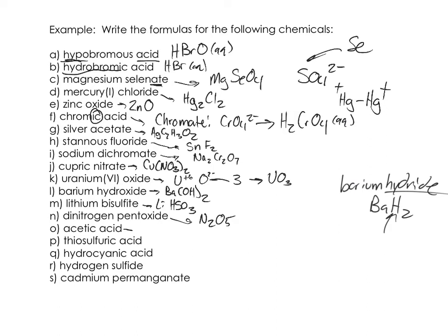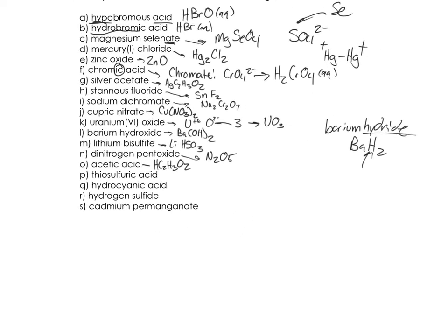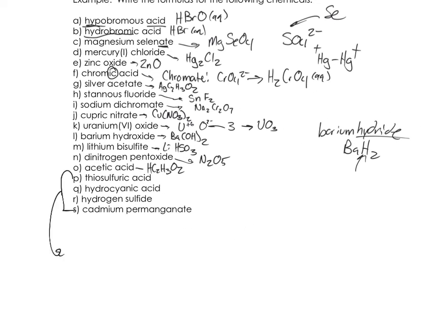Acetic acid is vinegar. It's acetate, right? We have the ic. We drop the ic and put the ate back on. Balance out the hydrogens. Thiosulfuric acid. So this one's a fun one. All right, I'm going to start putting these down below now. Okay, so we know we have sulfuric, right, which is SO4 2-.